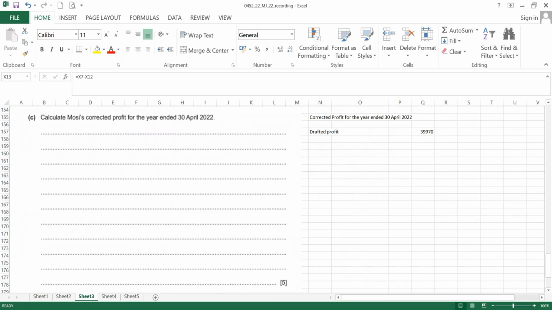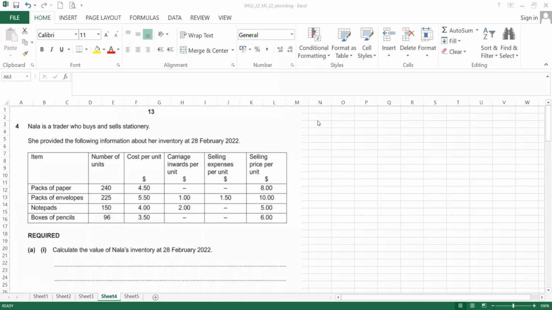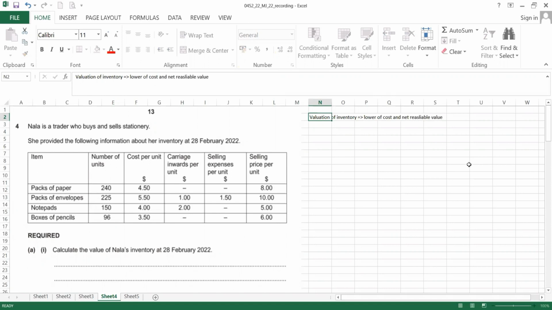So this is question number 3. Okay, this is question number 4. They ask for the inventory. That means the valuation of inventory. Valuation of inventory says that we always have to choose the lower of cost and net realizable value. So take note. From this list, which item should we choose? Now we do one by one.